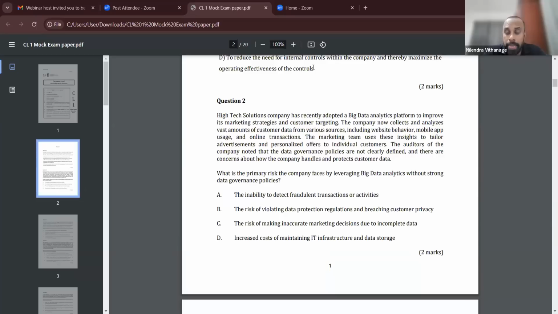Answer is B. Without proper data governance or proper controls, if you analyze data, students, data may be breached. Data breach and cybersecurity threat, people's privacy will be lost. Okay. Okay, let's see.